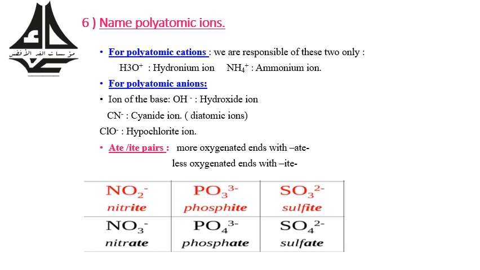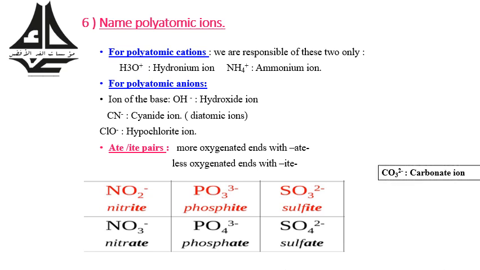So if you memorize nitrate to be NO3 minus, then nitrite is NO2 minus. You remove one oxygen. If you memorize PO4 3 minus as the phosphate ion, then the phosphite ion is going to be PO3 3 minus. If you memorize SO4 2 minus, the sulfate ion, then simply you say that the sulfite ion is going to be SO3 2 minus.